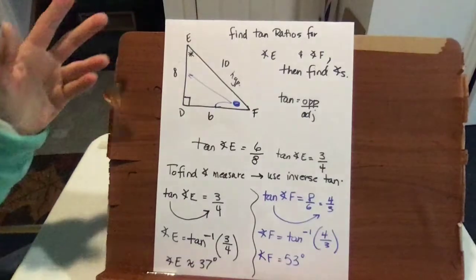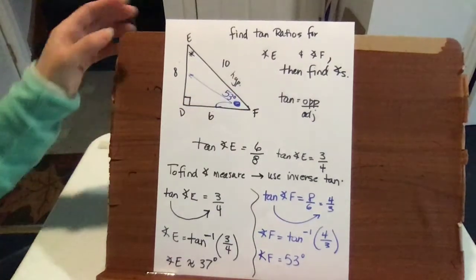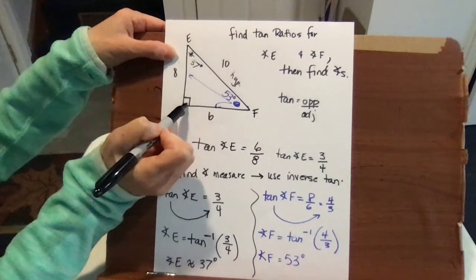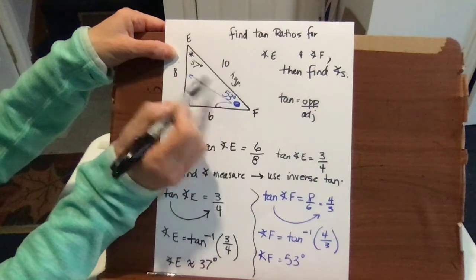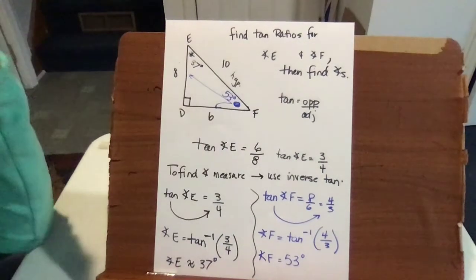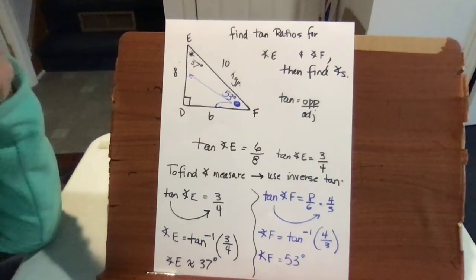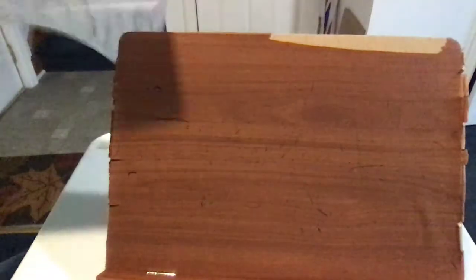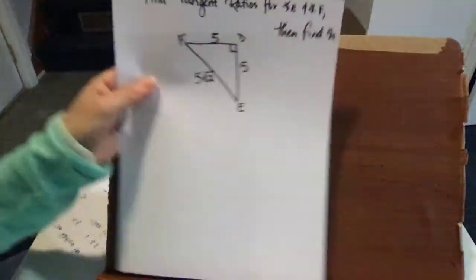And let's think about it. If angle F is 53 degrees, and angle E was approximately 37 degrees, that makes sense, because this is 90, and the balance of this has to be 37 and 53, which makes up the other 90 degrees, the complementary angles, right? So whenever you want to find an angle, you're going to invoke the inverse function. All right, let's look at some others. All right, we'll do one more. We'll do it pretty quickly.